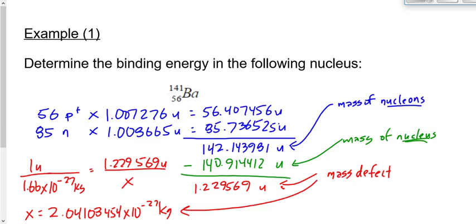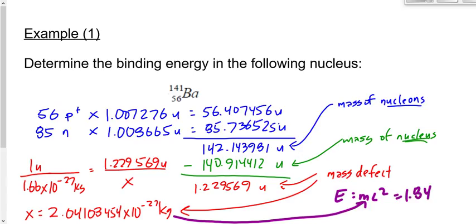Now what? I calculate the mass of the nucleons. I get the mass of the nucleus. I subtract them to get mass defect. Then I convert it to kilograms. And now what, Alex? Now it's just E is equal to mc squared. So we take this mass defect in kilograms, multiply it by the speed of light squared, and we end up getting 1.84 times 10 to the negative 10 joules.